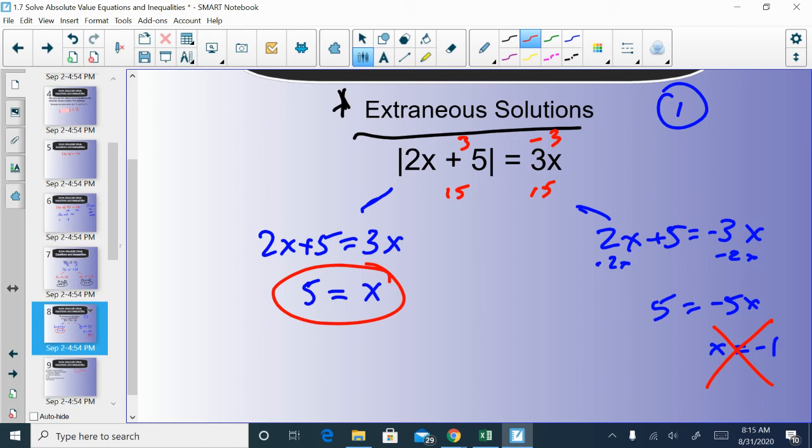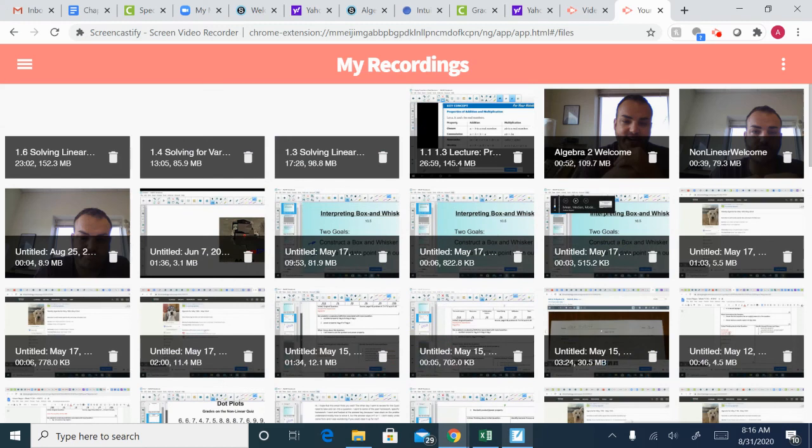That is all we have for solving absolute value equations. I'll make another part for the inequalities for section 1.7.